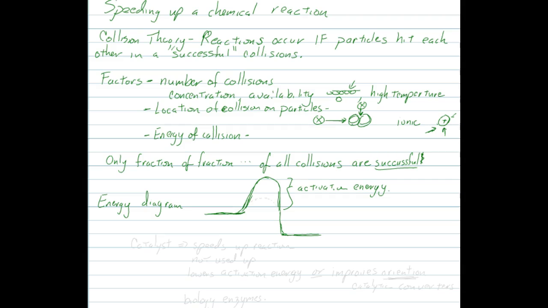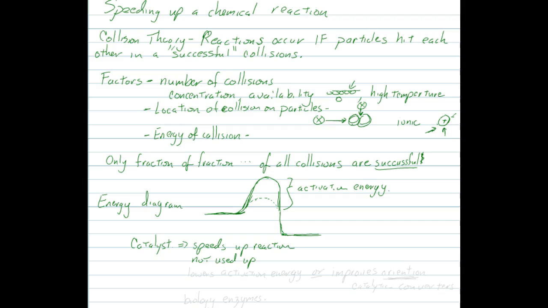What a catalyst does is provide a different route. It will kind of tunnel through this activation energy, giving you an alternate route requiring less energy, so the reaction will go fast. So a catalyst speeds up a reaction. It is not used up. If you have 5 grams of catalyst before, you're going to have 5 grams of catalyst afterwards.